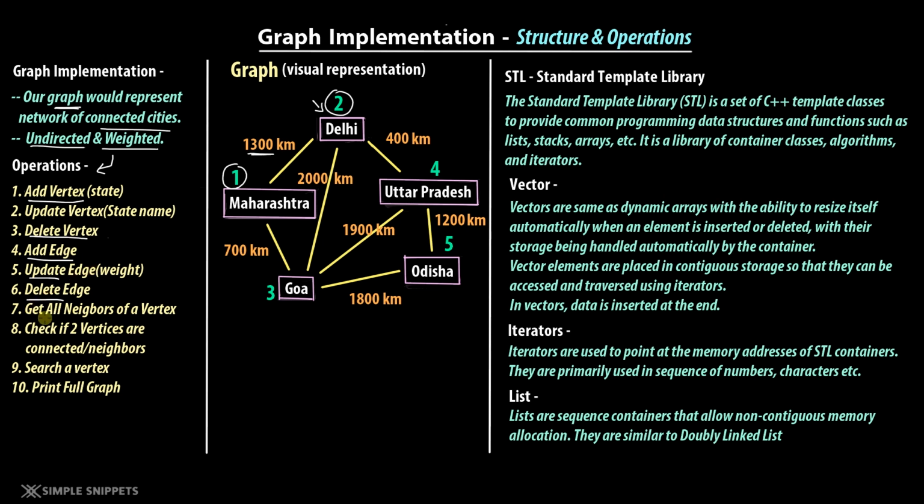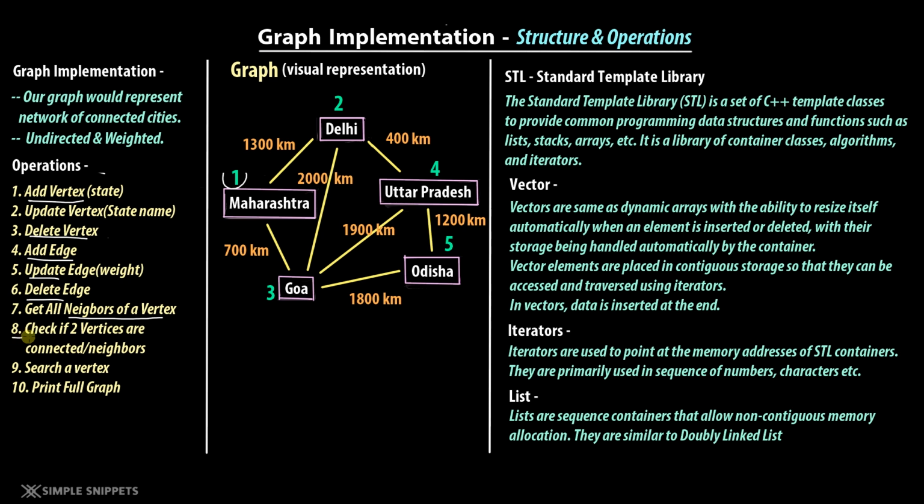The next thing is you want to get all neighbors of a particular vertex. So let's say in the case of Delhi, if you want to know which are the connected states to Delhi, the edges will tell us which are connected. So for Delhi, we have Maharashtra, we have Goa and Uttar Pradesh. These are the three neighbors of Delhi. Odisha is not connected directly to Delhi, so it's not a neighbor. So when you say get all neighbors, this operation will get a list of states that are connected to a particular state.